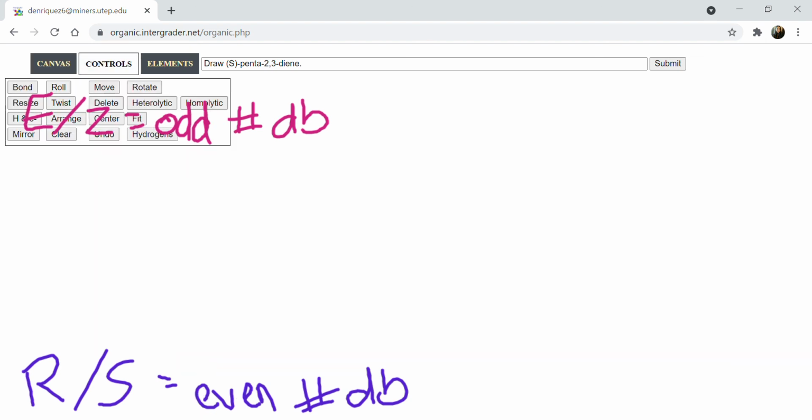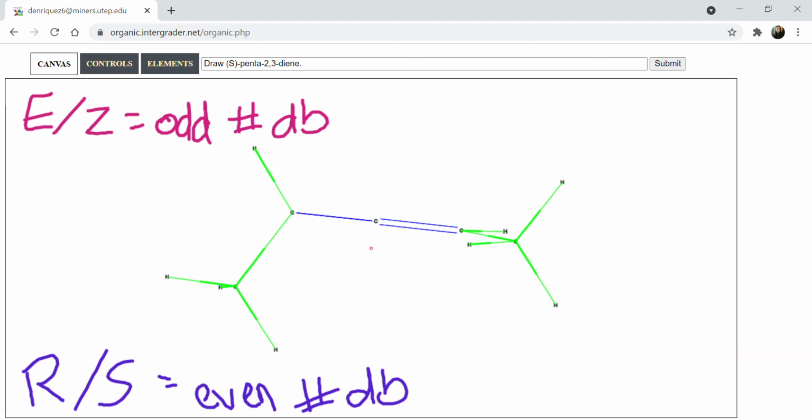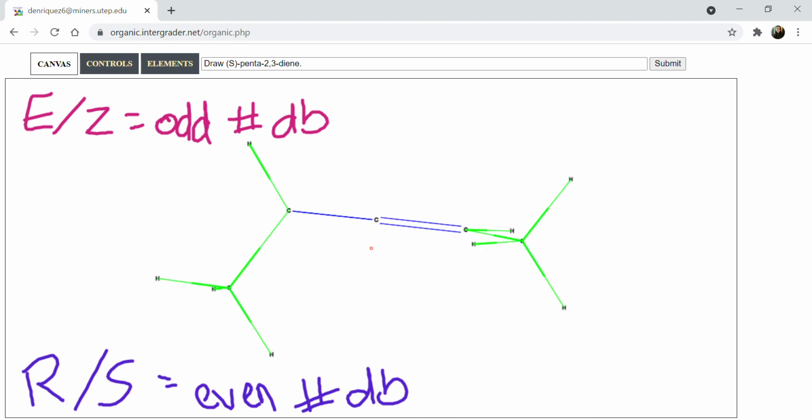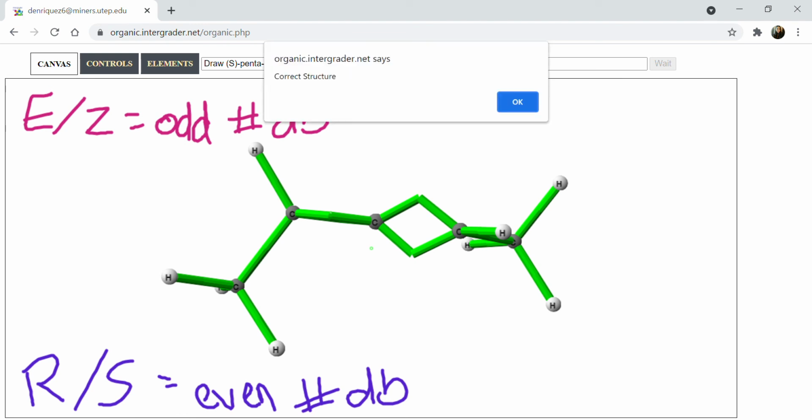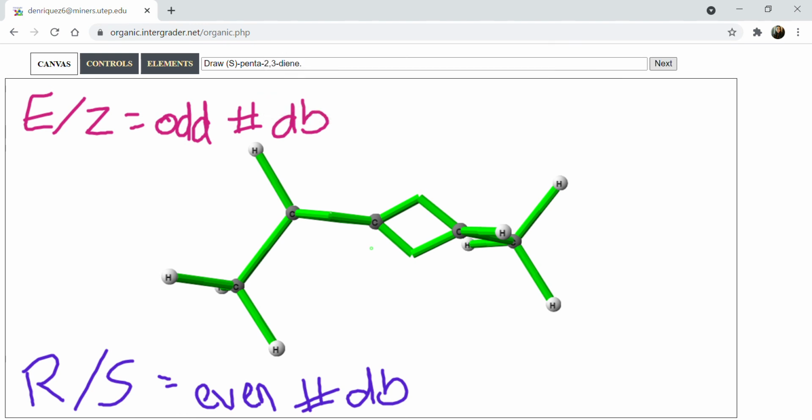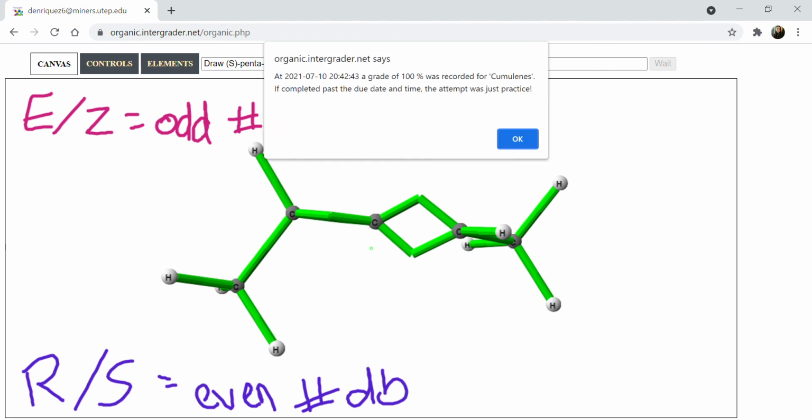Let me zoom out a little bit. Okay. So let's see if we got it right. Okay. So that's it. I hope this isn't too hard for you. I know it took me a while to get used to, but I think the hardest part is probably the Newman projections. But good luck. You got this.